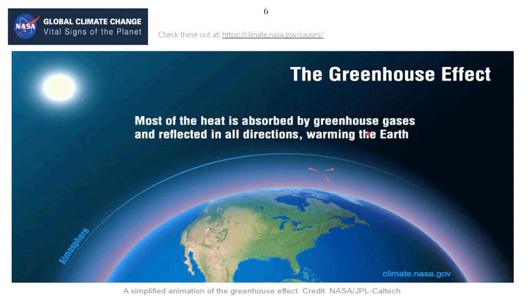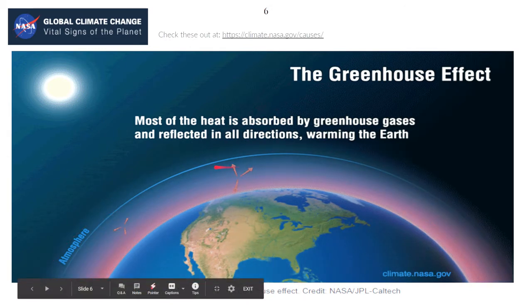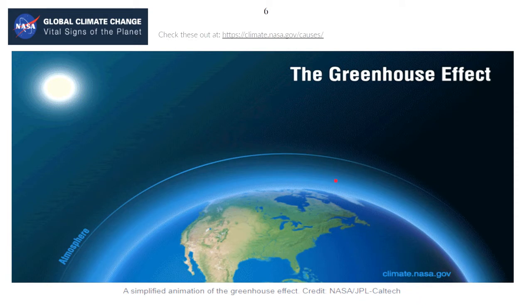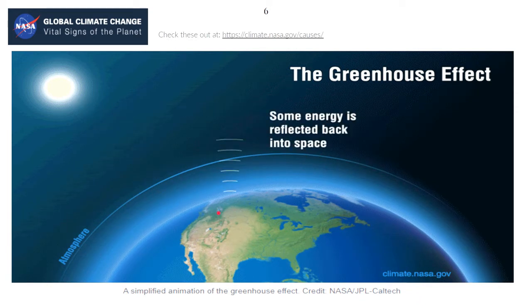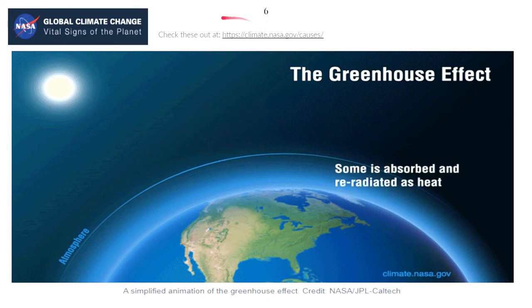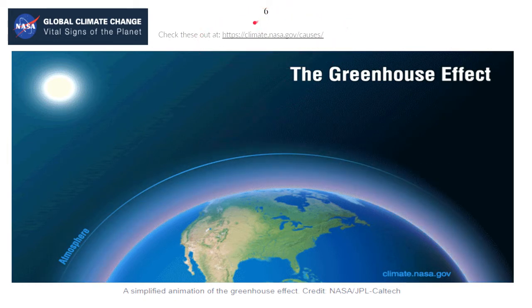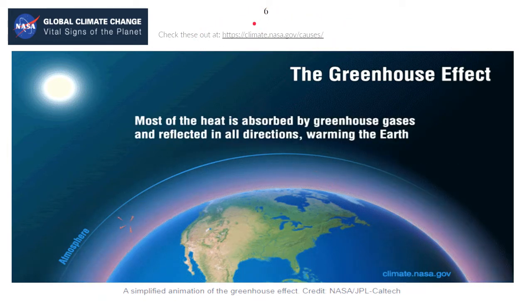Again, most of the heat is absorbed by the greenhouse gases, and then it is reflected in all directions, which warms our planet. If you're interested to see more of this animation and narrative explanation, you can visit the NASA Global Climate website. I'll provide the link in the description below.